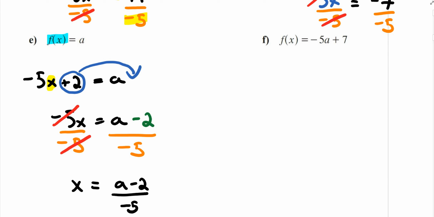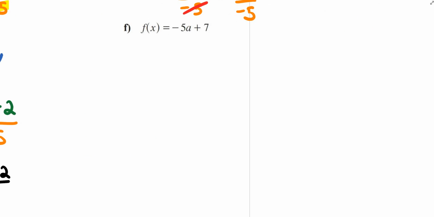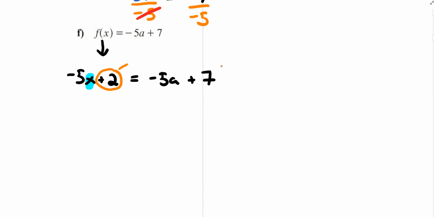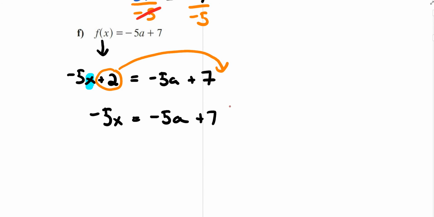Great. Okay, let's move on to question letter F here. Once again, f of x will be replaced with negative 5x plus 2, and that's going to equal negative 5a plus 7. Our goal is to solve for that x variable, so I can take this plus 2 and move it over. If I do that, I get negative 5x on the left-hand side, and on the right-hand side, I have negative 5a plus 7, and then I have the minus 2 there.